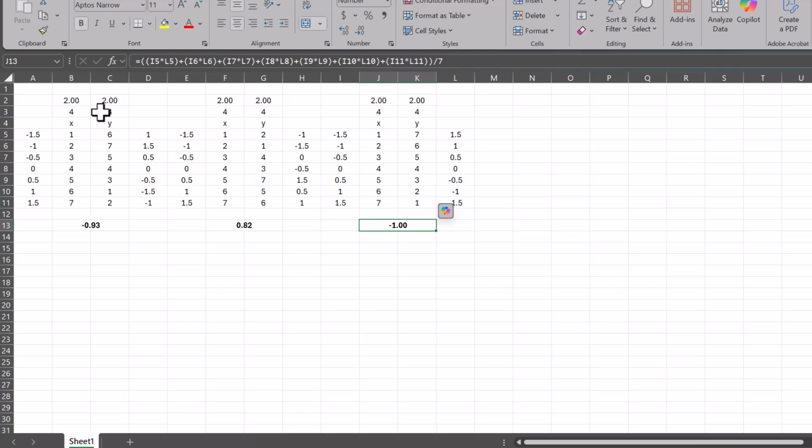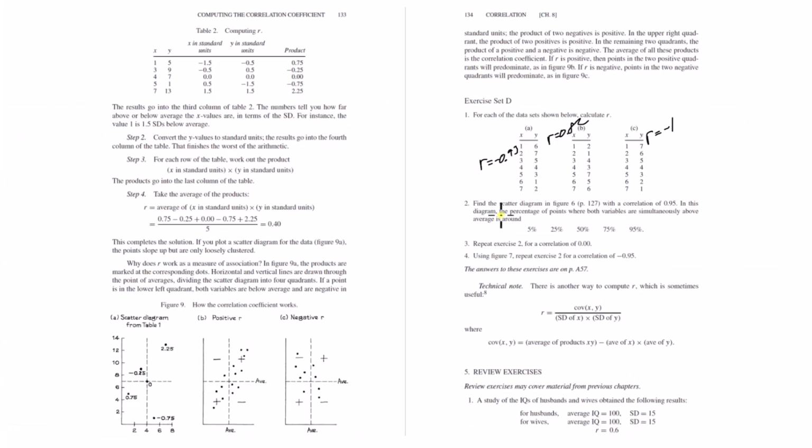Which is kind of interesting because they all have the same average and same standard deviation. Both X's and Y's in each of these data sets have the same average and same standard deviation. Interesting.